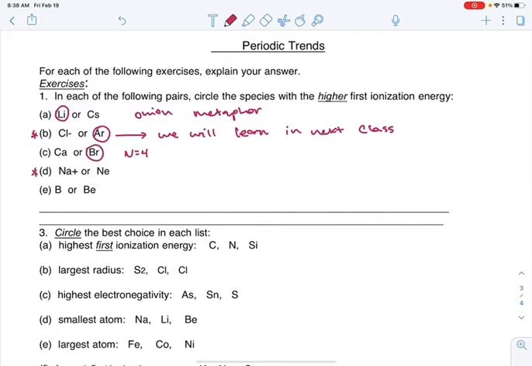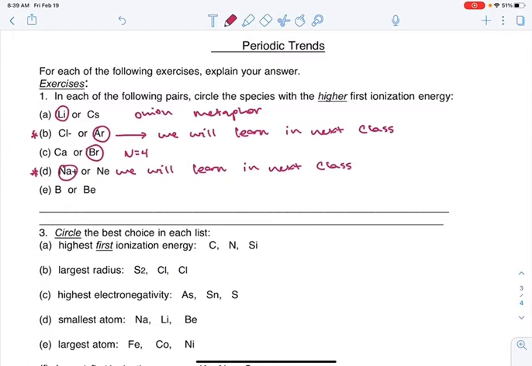So again, sodium plus or neon. The answer here is most likely going to be sodium plus. But again, we will talk about that in the next class. So that's a next class thing. There's a lot more to ionization energy than just the trend. So don't worry if it's a little confusing. If you can make a nice clean comparison, then do that.